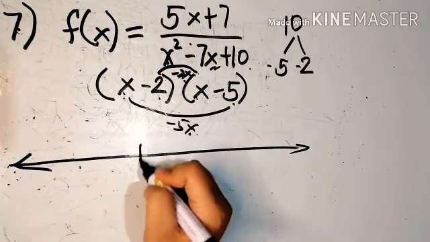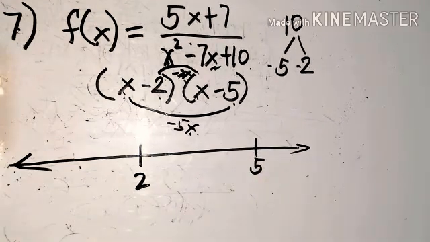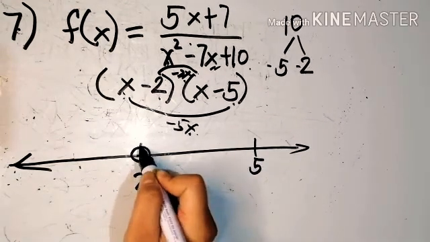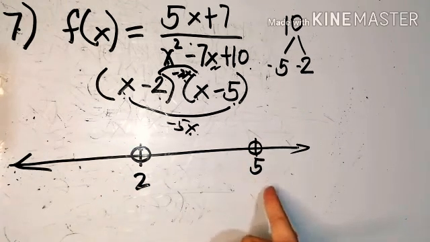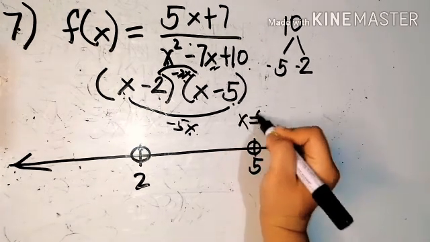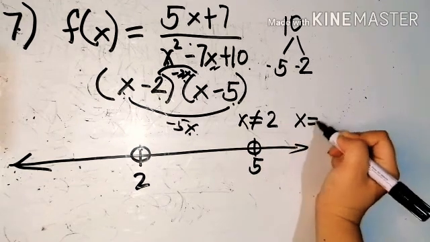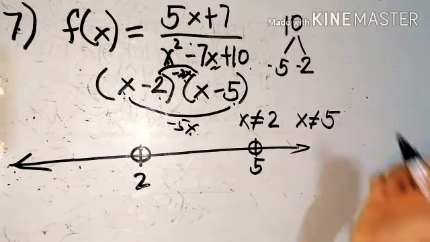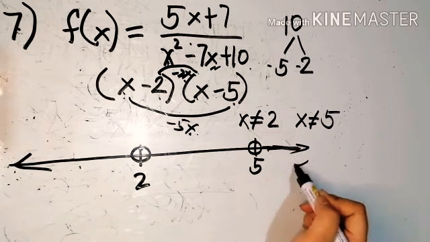Dapat hindi maging equal to ano? Hindi maging equal to 2 and equal to 5. Kasi pag inequate natin yung x minus 2 at x minus 5, siya ay x is equal to 2 and x is equal to 5. Pag sinubstitute natin siya dun sa equation, magiging siyang 0. So, x cannot be 2 and x cannot be 5. X is not equal to 2 and x is not equal to 5.